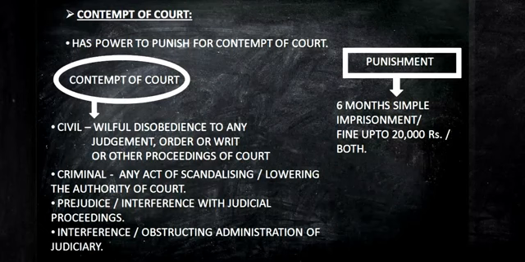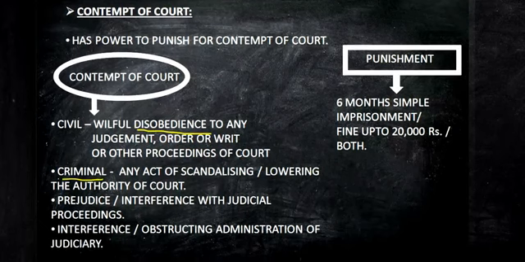Now contempt of court can be taken into account under civil and criminal cases, and if you are booked under contempt of court, then what will happen? You will be punished. Now what is that punishment? If you are a little bit unlucky, then you will be put in jail for 6 months. Simple imprisonment of 6 months.